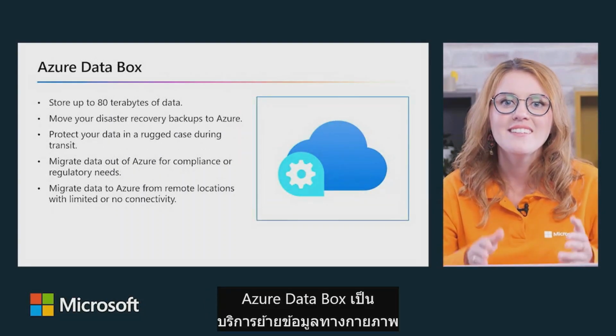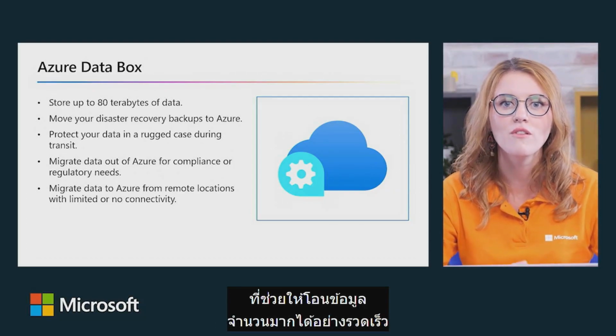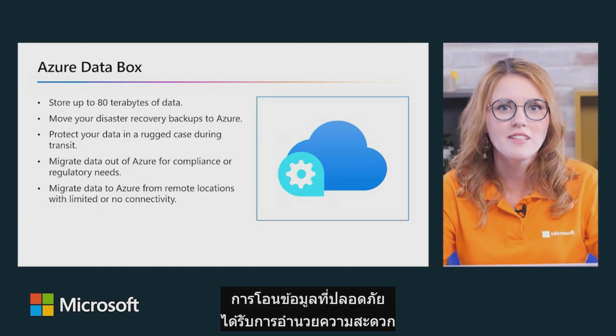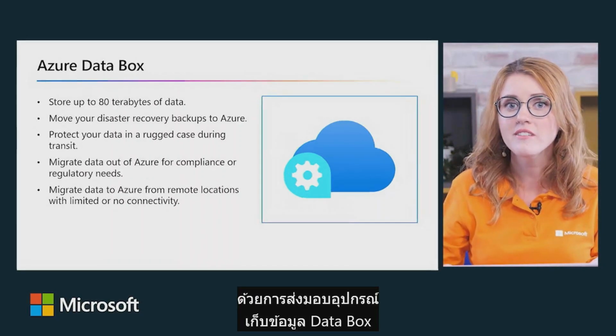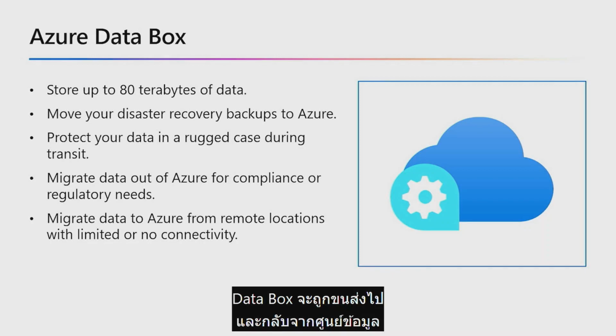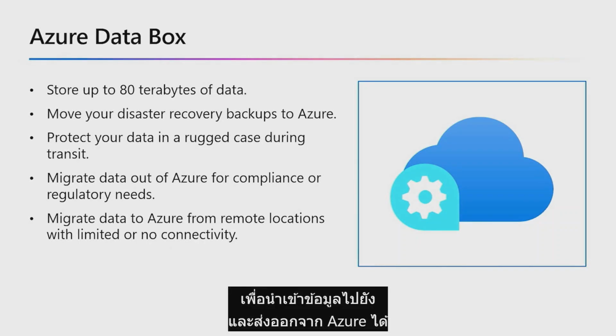Azure Data Box is a physical migration service that enables fast and reliable transfer of large volumes of data with minimal costs. The secure data transfer is facilitated by delivering the Data Box storage device with a maximum capacity of 80 terabytes. Data Box is transported to and from the data center through a regional transportation service, and its reinforced casing protects it from damage during transportation. You can order the Data Box on the Azure portal to import and export data to and from Azure.